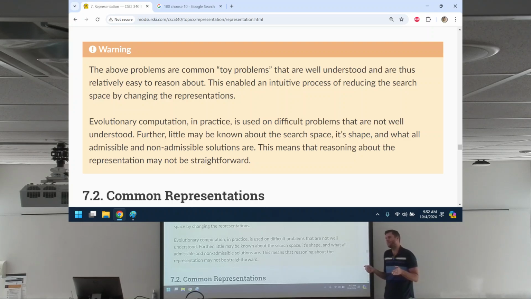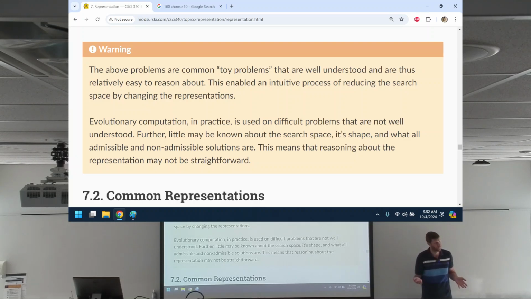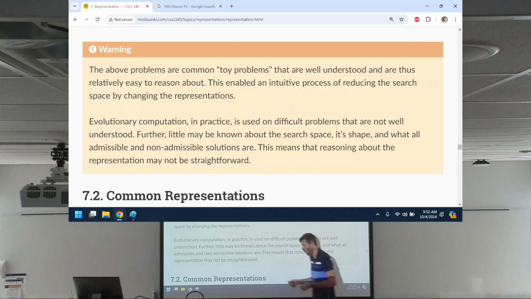But I don't want to give you a false sense of what you could do when working on an arbitrary problem. We use these algorithms on hard problems that are not well understood. That's the point. If there's a new novel problem that you come across and you want to use a genetic algorithm, for example, and you're like, well, what's the gap?